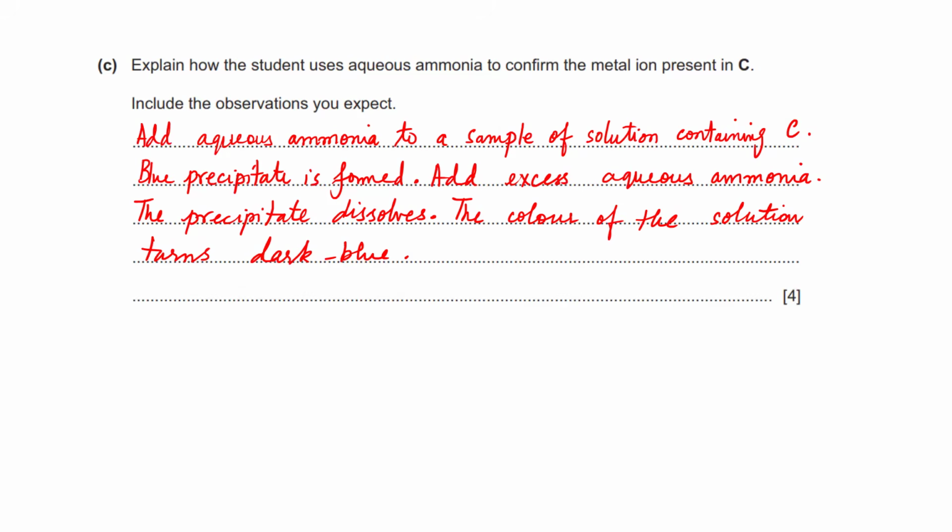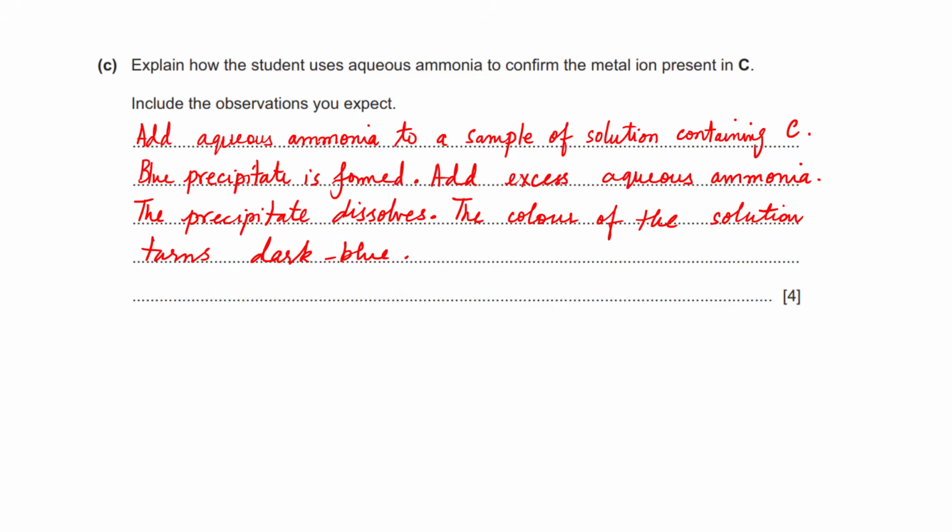You have to simply write these 4 points. What are the 4 points? Number one, add excess aqueous ammonia. Number two, write the observation of the precipitate. Number three, the behavior of the precipitate in excess aqueous ammonia, whether it dissolves or does not dissolve. Number four, the overall color of the solution. If the precipitate dissolves, the color of the solution turns dark blue. These are the 4 key points you have to mention to get complete credit.